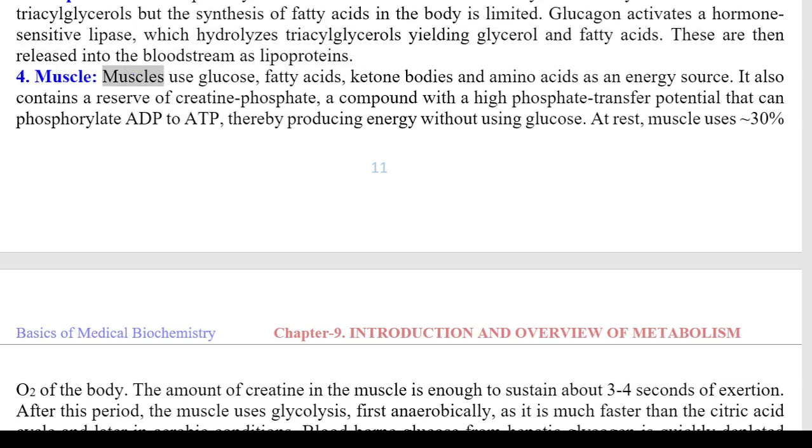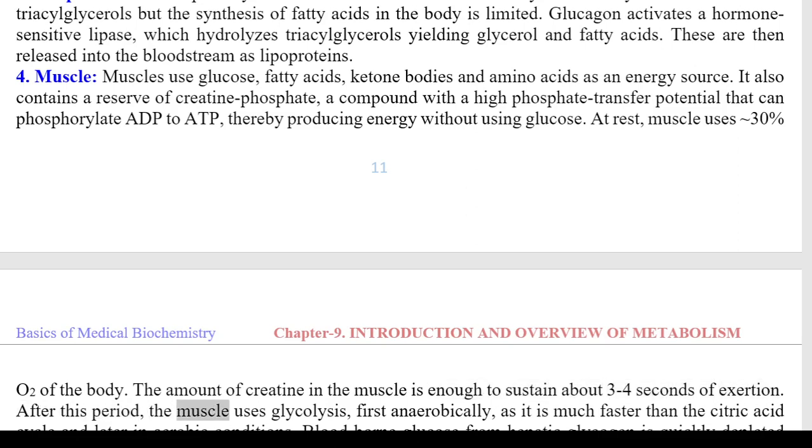4. Muscle. Muscles use glucose, fatty acids, ketone bodies, and amino acids as an energy source. It also contains a reserve of creatine phosphate, a compound with a high phosphate transfer potential that can phosphorylate ADP to ATP, thereby producing energy without using glucose. At rest, muscle uses 30% of the body's O2. The amount of creatine phosphate in the muscle is enough to sustain about 3 to 4 seconds of exertion.